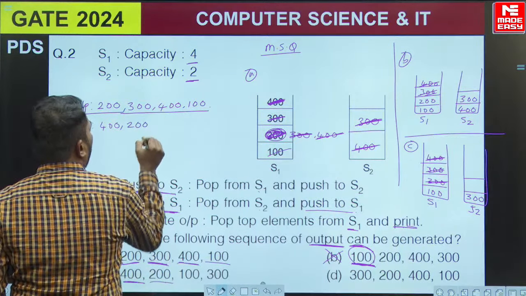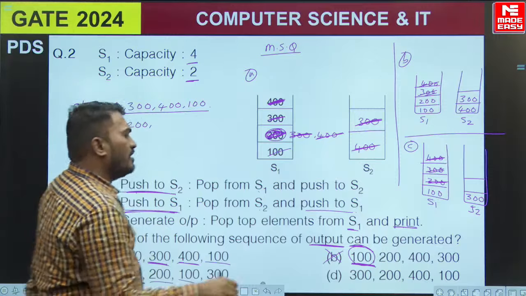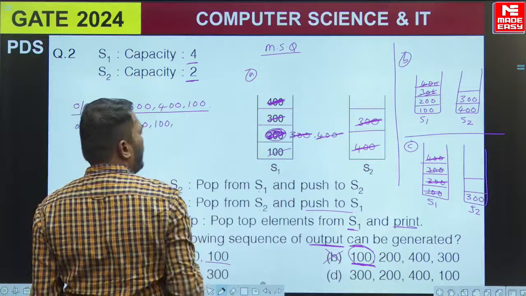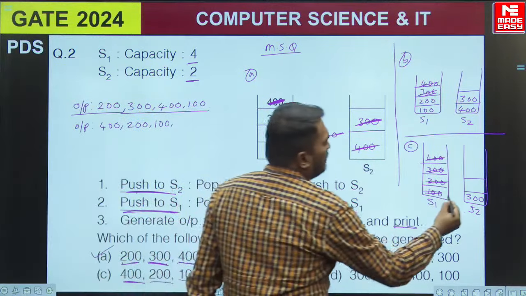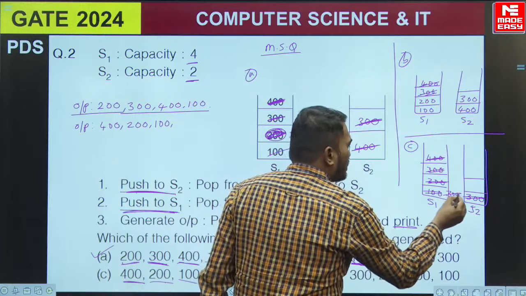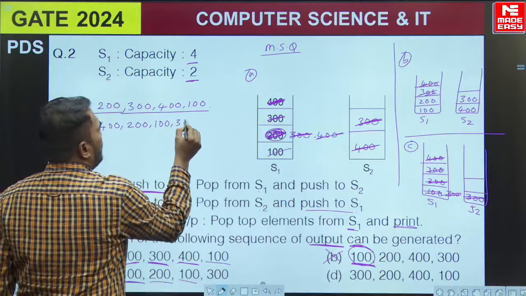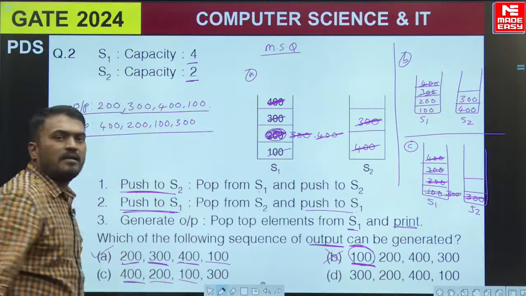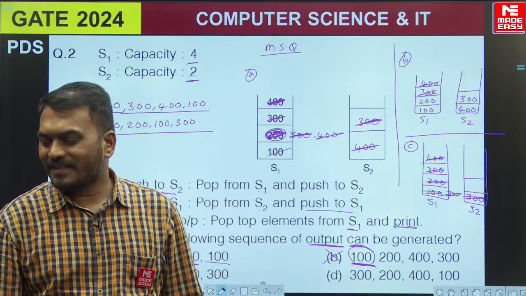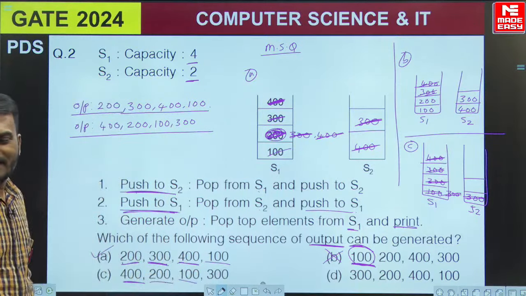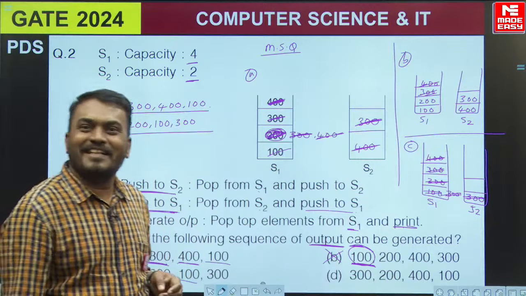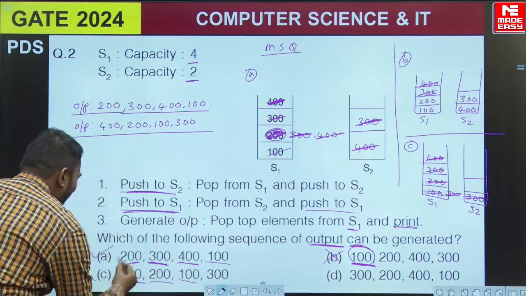So after 400, 200 has come, right? And after that 100 is needed. Anyway, top of the stack is 100. I will simply pop this and print 100. And next you want 300. So 300 I am going to pop from S2 and push into S1. I will push into stack 1 and then pop from stack 1 and print it here. So remember, this output sequence is very much possible. Yes or no? Right? Okay. English speaker Akash is saying, okay, let's talk in both Hindi and English, okay. So option C is very much possible.